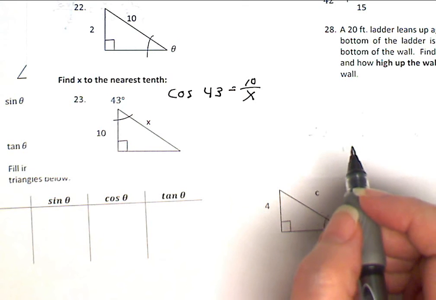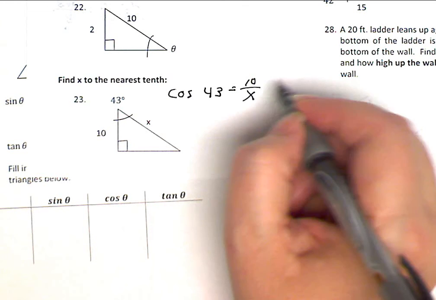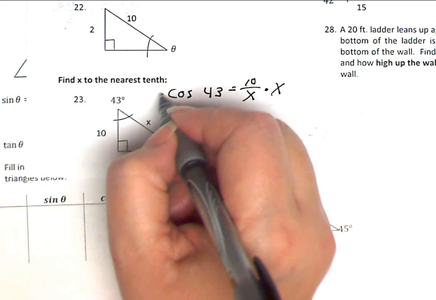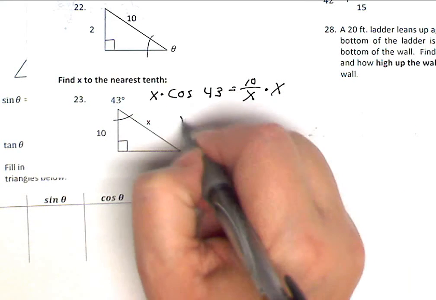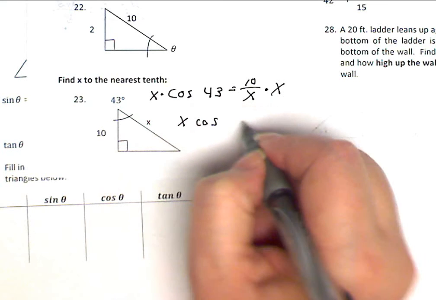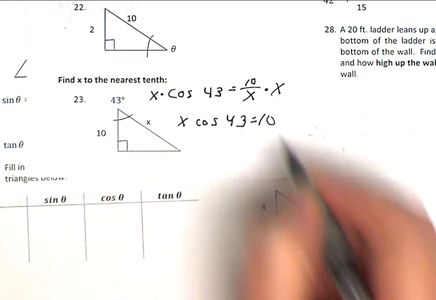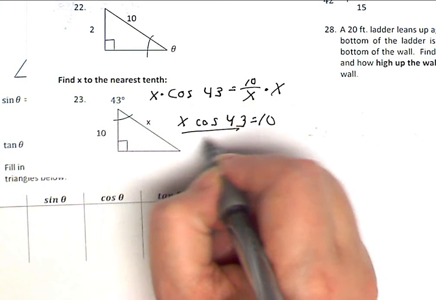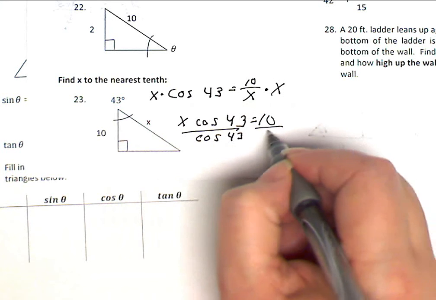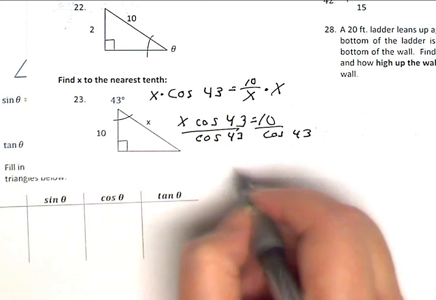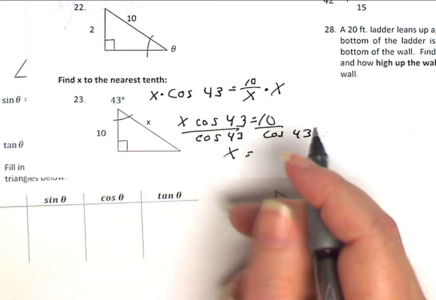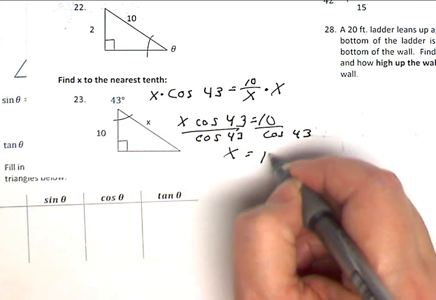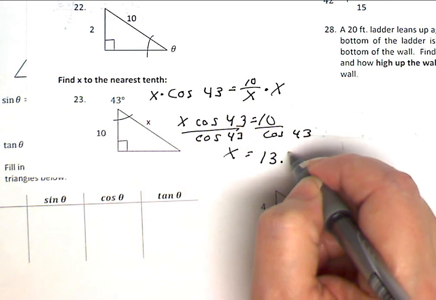So you're going to multiply both sides by x. We have x cosine 43 is equal to 10. To solve for x, I divide by cosine of 43. So x is 13.7. I was trying to round up in my head. Sorry. Took me a second.